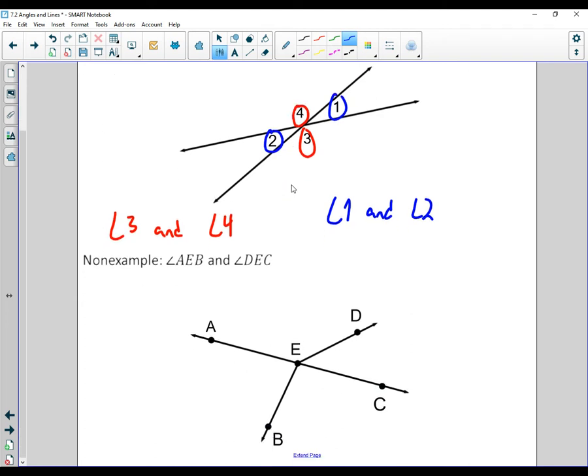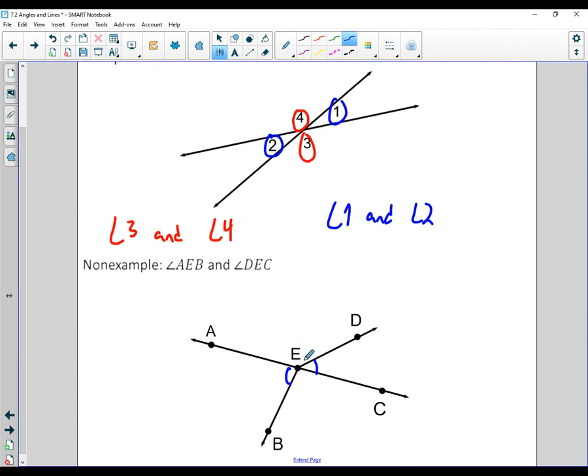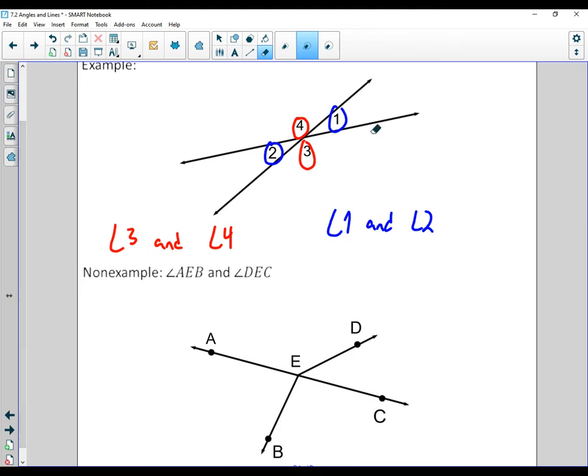So a non-example here is angle AEB. So if we go AEB, that's this one, and DEC is this one. Those are not the same, right? Or those are not vertical angles because this is a different line, right? It's two intersecting lines, but we kind of have like three things going on, right? Just because it looks like they might be kind of close doesn't mean they are. They need to be two individual lines, and that's it.